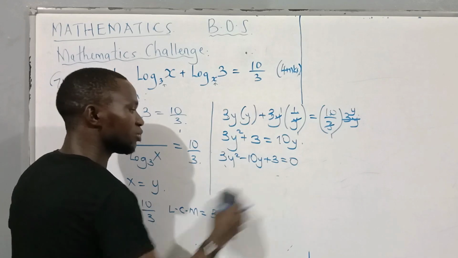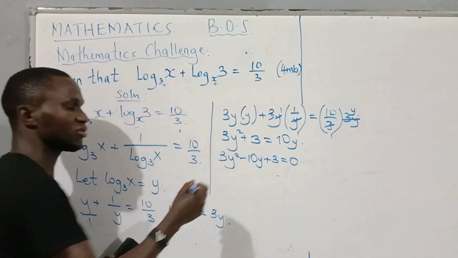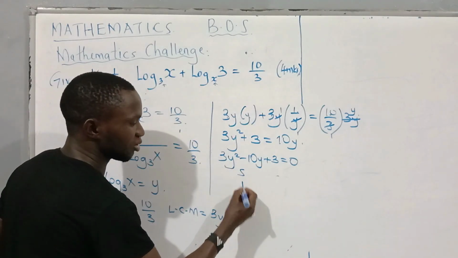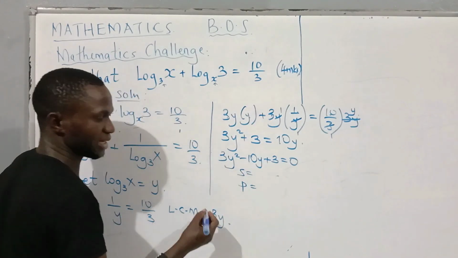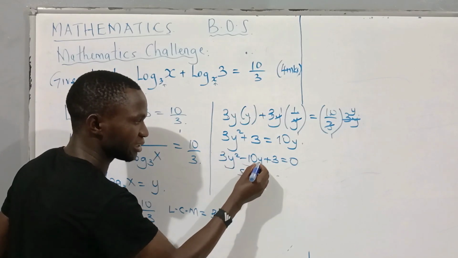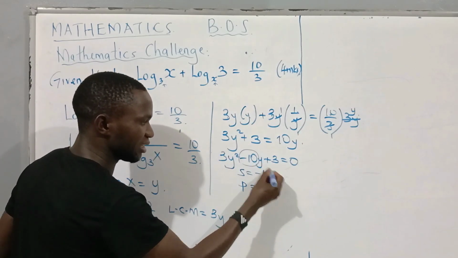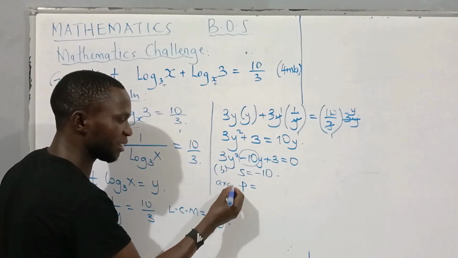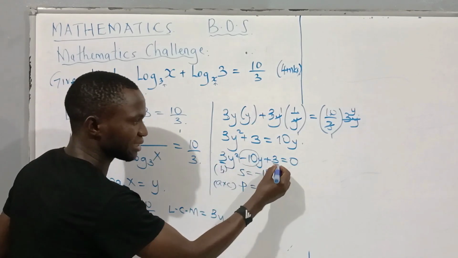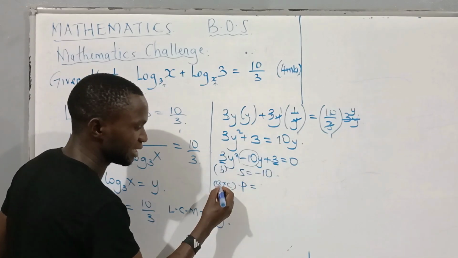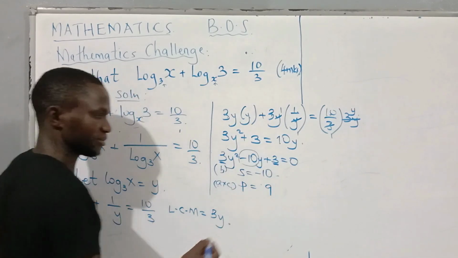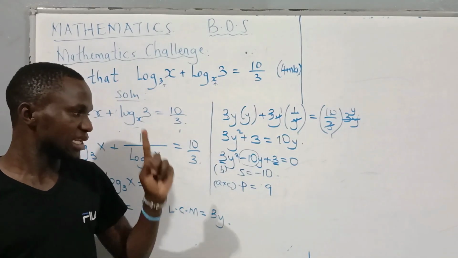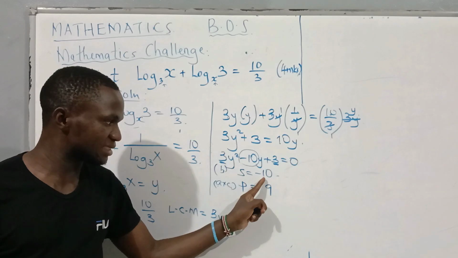There are several methods that can be used to solve this problem. Today I want us to look at the factorization method. Sum and product. Sum is the coefficient of b, negative 10. Product is the coefficient of a times c. Our a is 3, our c is also 3, so we're going to have 3 times 3. The result is 9. Now after that, we're going to look for two numbers, whereby if you add the numbers, the result is negative 10.